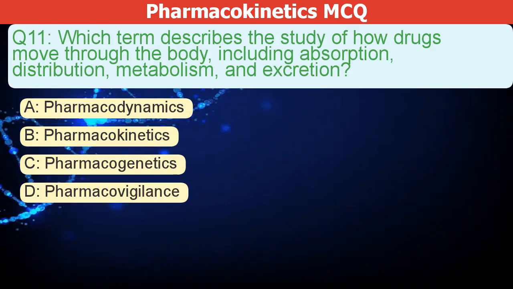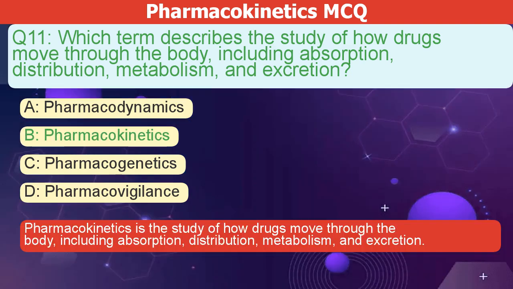Which term describes the study of how drugs move through the body, including absorption, distribution, metabolism, and excretion? A. Pharmacodynamics. B. Pharmacokinetics. C. Pharmacogenetics. D. Pharmacovigilance. The correct answer is B. Pharmacokinetics is the study of how drugs move through the body, including absorption, distribution, metabolism, and excretion.